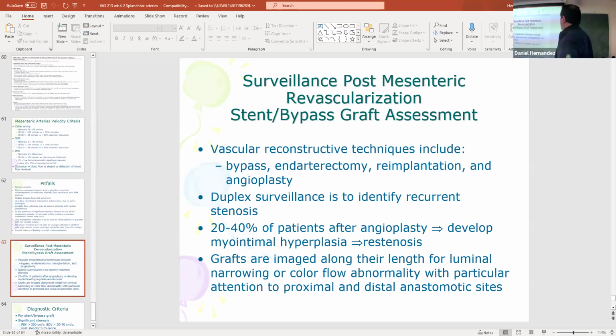In terms of correcting, post surveillance for mesenteric ischemia, they're going to try to revascularize, so they'll go in and do balloon angioplasty, endarterectomy, where they surgically remove the atherosclerotic plaques, or they can even do bypass grafts to get around vessels that are completely occluded. The goal is to reperfuse the mesentery, the gut. Again, the most common are angioplasty, endarterectomy, or atherectomy. About 20 to 40 percent of patients could develop intimal hyperplasia after angioplasty, which could lead to restenosis.